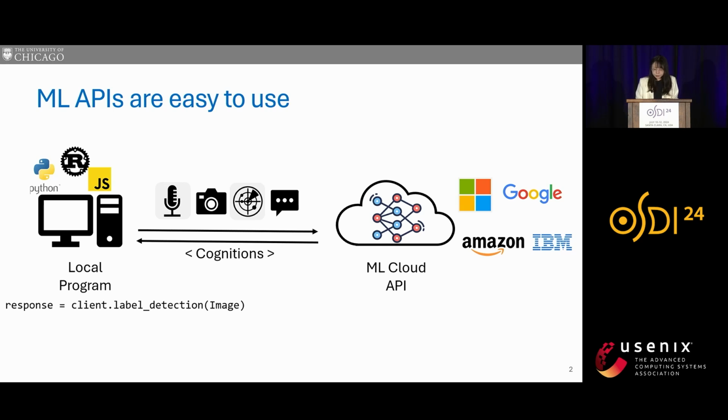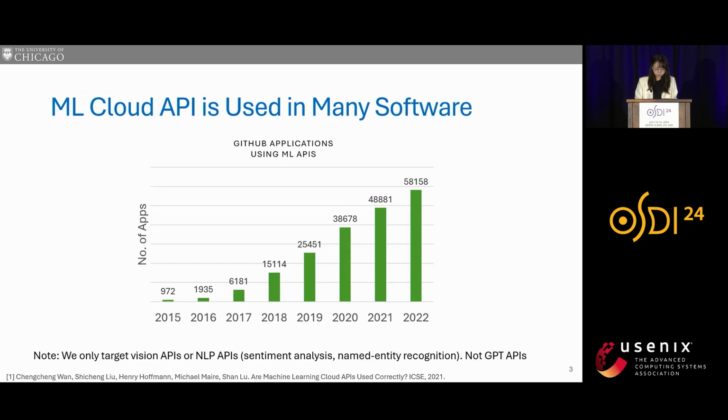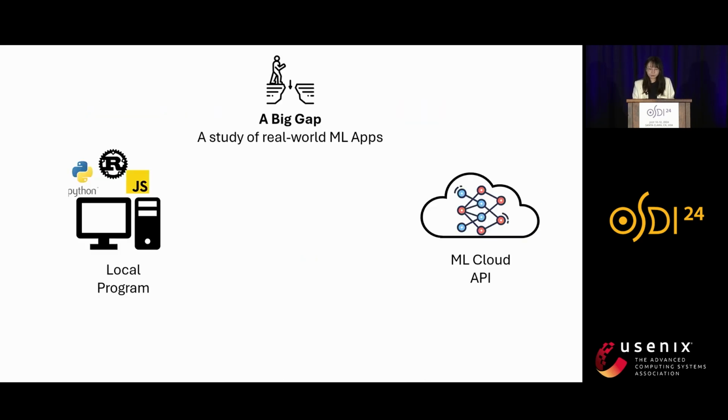Note that this particular work does not cover large language model APIs, while only focuses on traditional APIs like traditional language API or vision APIs. Because ML APIs are very easy to use, its adoption among open source applications has increased tremendously on GitHub in recent years. In this talk, first I'll present our findings on the gap between how ML models behind ML applications are trained and how they are used in real applications.